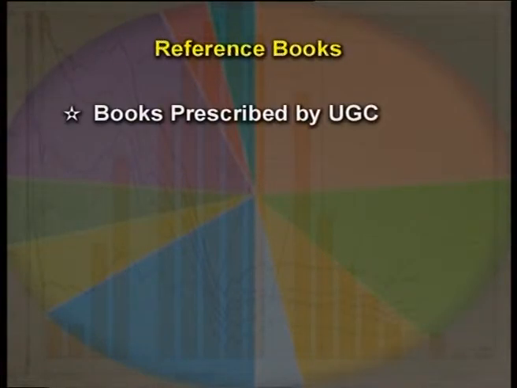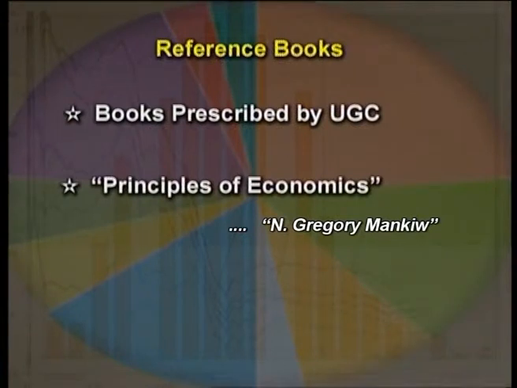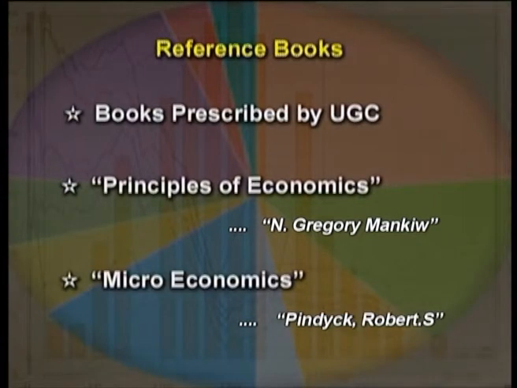Now, for the references, you have a number of books prescribed by the UGC, so those books can be referred to, but 2 other books also can be referred to if you can get hold of them. Number 1, Principles of Economics by N. Gregory Mankiw, and number 2, Microeconomics by Pindyck.